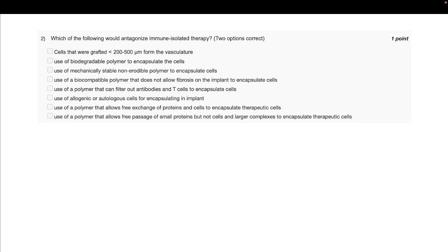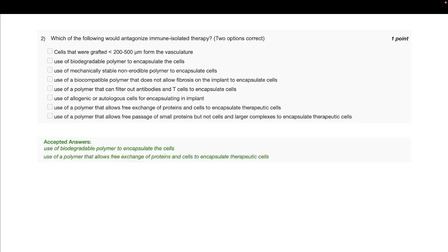Okay, Noel. So antagonizing means the question asks which of these four lines will lead to a failure in immunoisolated therapy, meaning which of these is not suitable for immunoisolated therapy. The correct answer is use of biodegradable polymer to encapsulate the cells. Let's just look at the options one by one. The first is cells that were grafted within 200 to 500 micrometers from the vasculature. As we already saw, this is the correct distance from the vasculature in which you can actually implant your immunoisolated therapy cells. Next option is use of biodegradable polymer to encapsulate the cells.